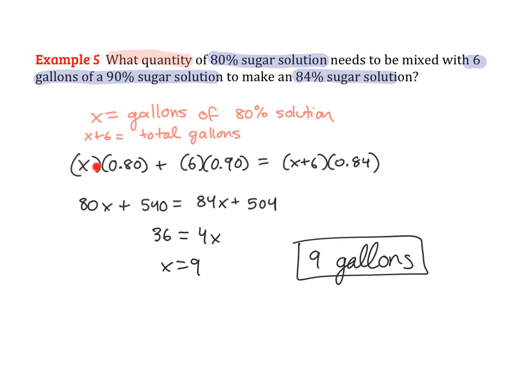So same idea. We're going to do quantity times percentage, plus quantity times percentage. This is the amount of sugar in the first solution. This gives you the amount of sugar in the second solution, and this gives you the total amount of sugar in your final solution. So amount times percentage. Again, I cleared my decimals by multiplying both sides by 100, making it a little easier to solve, and I ended up with x equals 9. So 9 gallons of the 80% solution.